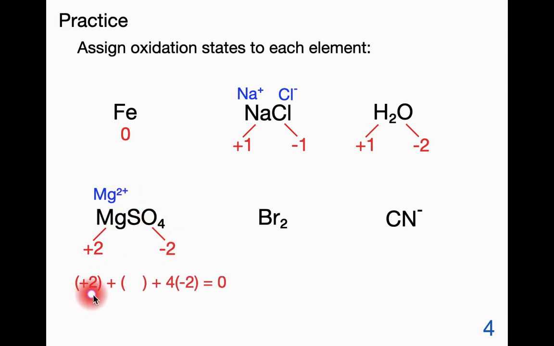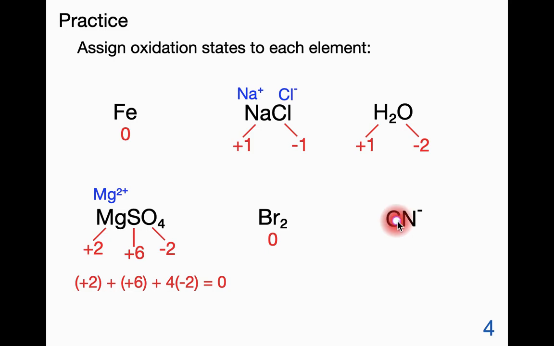So if we make a little equation, it's kind of reminiscent of when we first learned how to write ionic compounds last year. We had an equation something like this. We needed to add them all together to equal 0. Same thing here. So magnesium is a +2. We have 4 oxygens. Each has the oxidation state of -2. So that means that the sulfur must have an oxidation state of +6. So +6. Bromine is a diatomic element, so it has the oxidation state of 0.